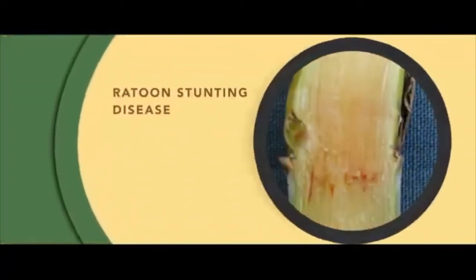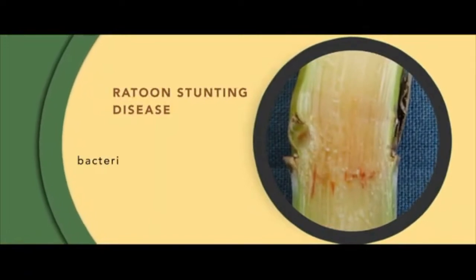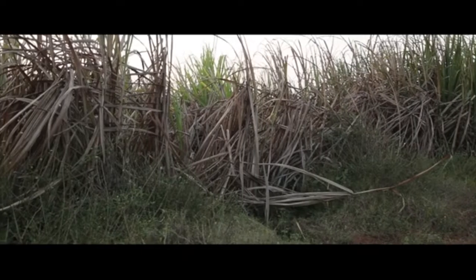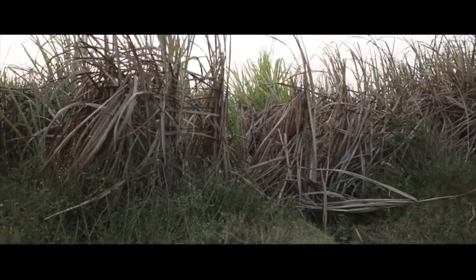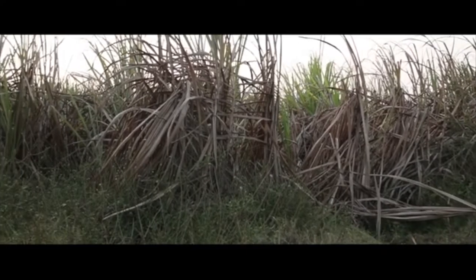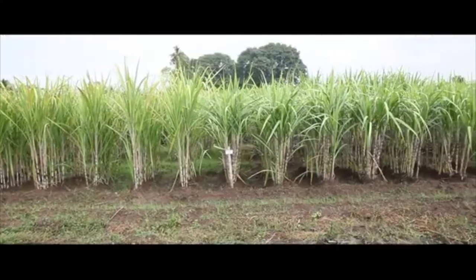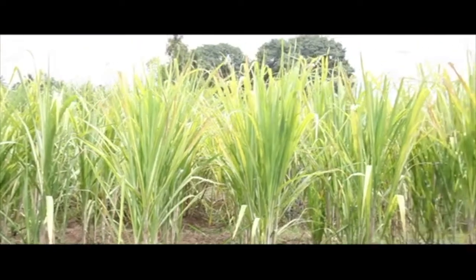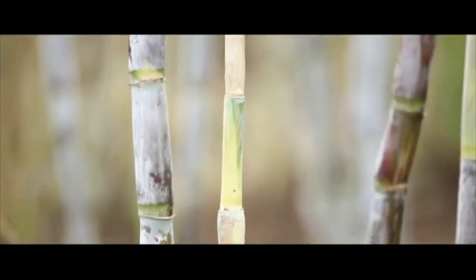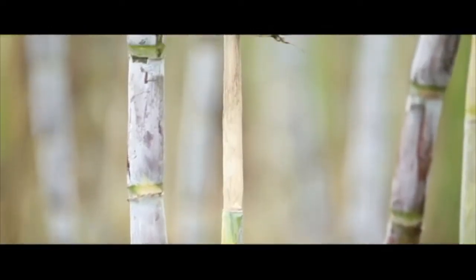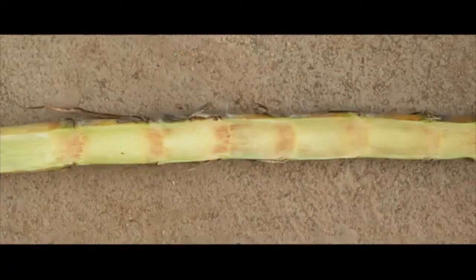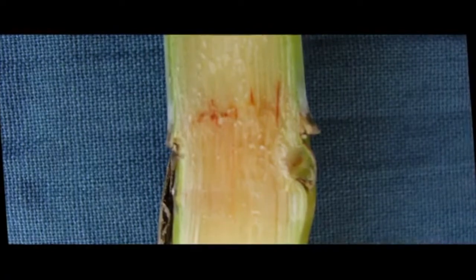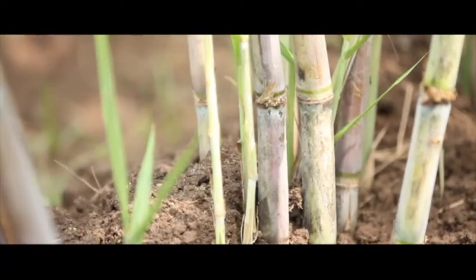Ratoon stunting disease is caused by the bacterium Lawsonia xyli, subspecies xyli. This disease is considered the most important cause for sugarcane varietal degeneration. Diseased clumps are stunted in growth, thin-stalked with short internodes and have pale yellowish foliage. The internodes taper rapidly towards the top. When split open longitudinally, pinhead-like orange-colored dots can be observed on the nodal region. This symptom is typical of ratoon stunting disease.